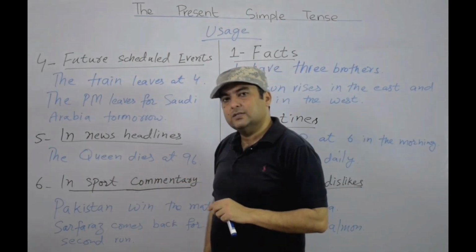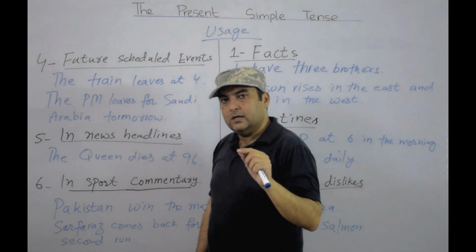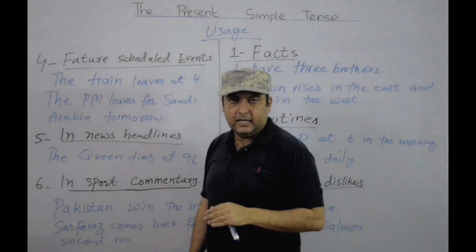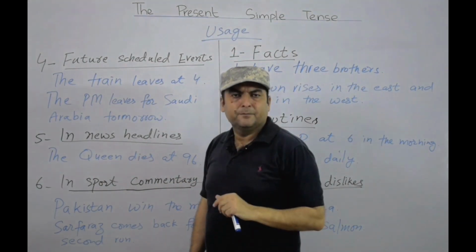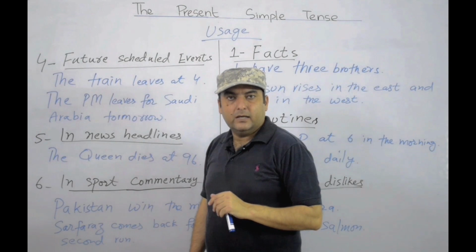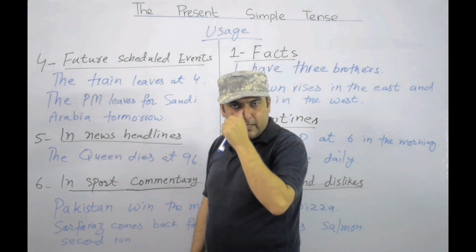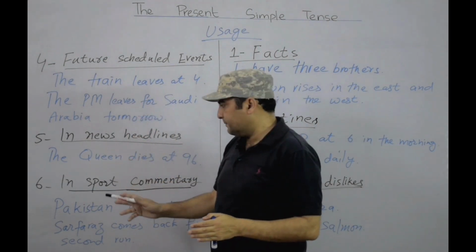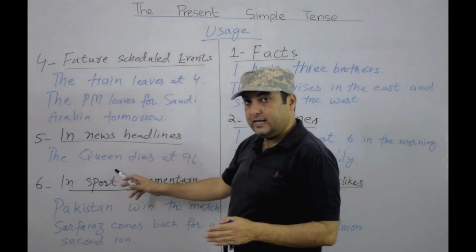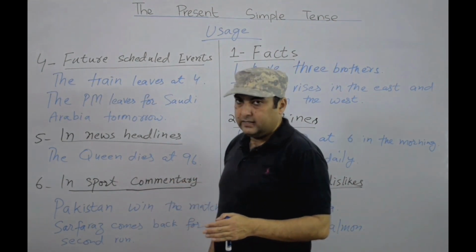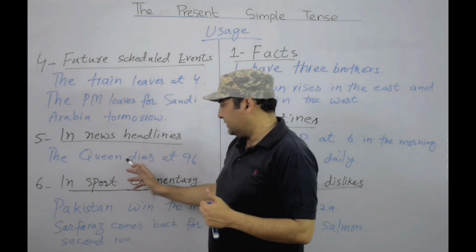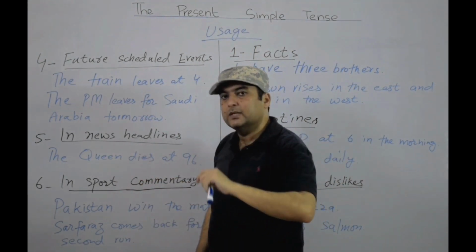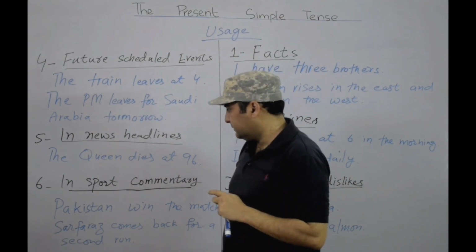The fifth usage is we use this tense to talk about actions that happened in the past, but when they're reported in news headlines. For example, recently the Queen has died. If the Queen died today and you read tomorrow's newspaper, it might read like this: the Queen dies at 96. So now this sentence is about a past event, but we use the present simple tense for this past event.